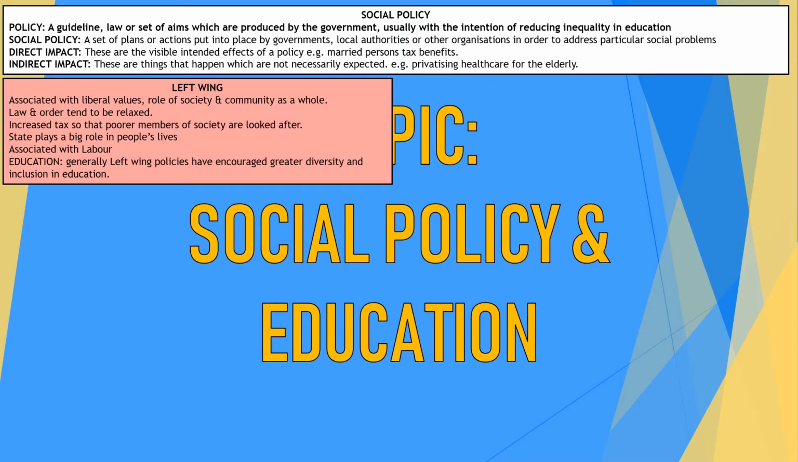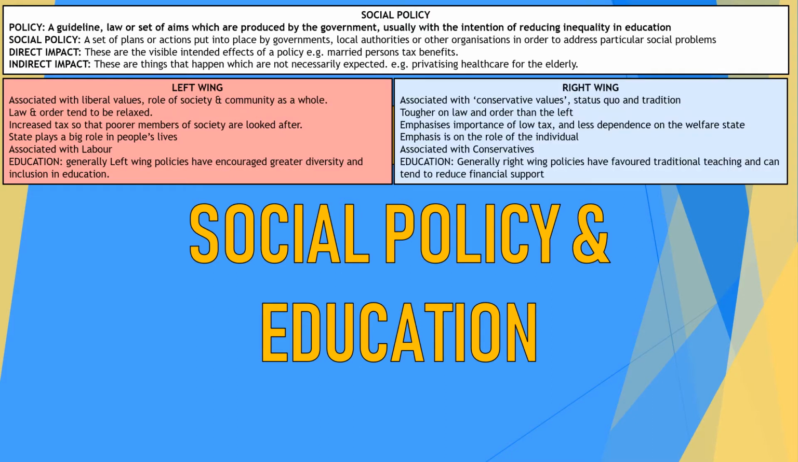When it comes to left and right wing policies, left wing governments are often linked to Labour, more about being supportive, with a lot of money put into the system through increased taxes. State intervention is quite prominent, and when it comes to education, generally they favour greater diversity and more inclusion.